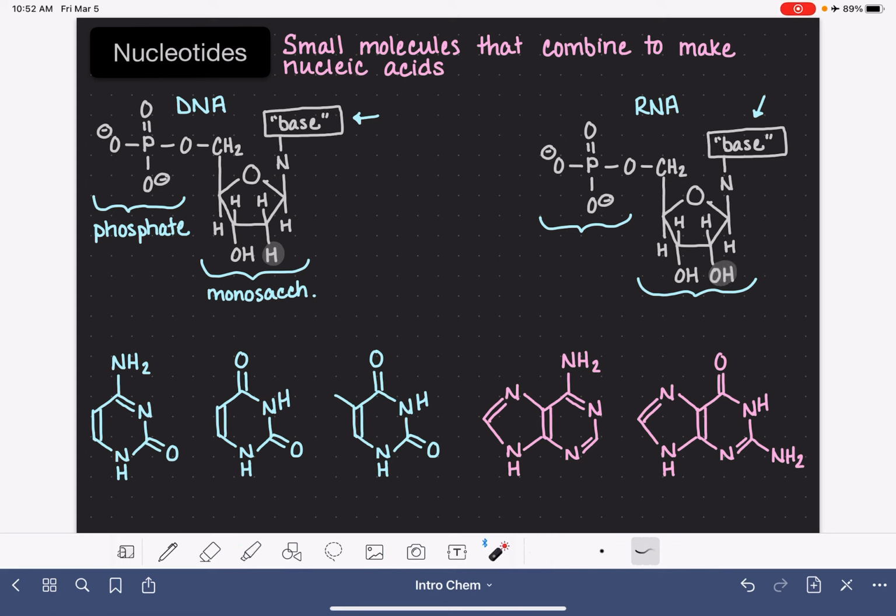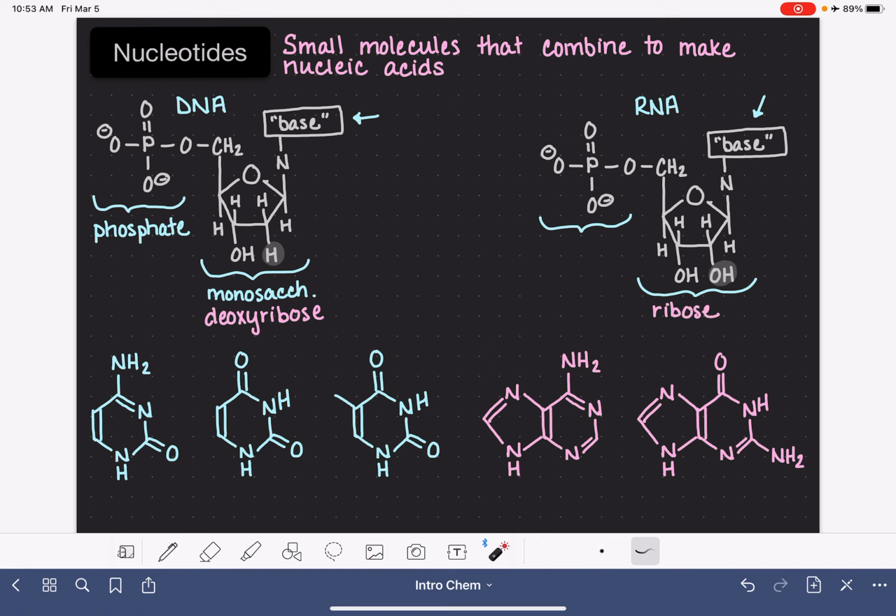The RNA monosaccharide has an OH group in this position, whereas the DNA monosaccharide does not. And this is actually what derives the names DNA versus RNA. The monosaccharide that's used in DNA is called deoxyribose, and the monosaccharide that's used in RNA is called ribose.